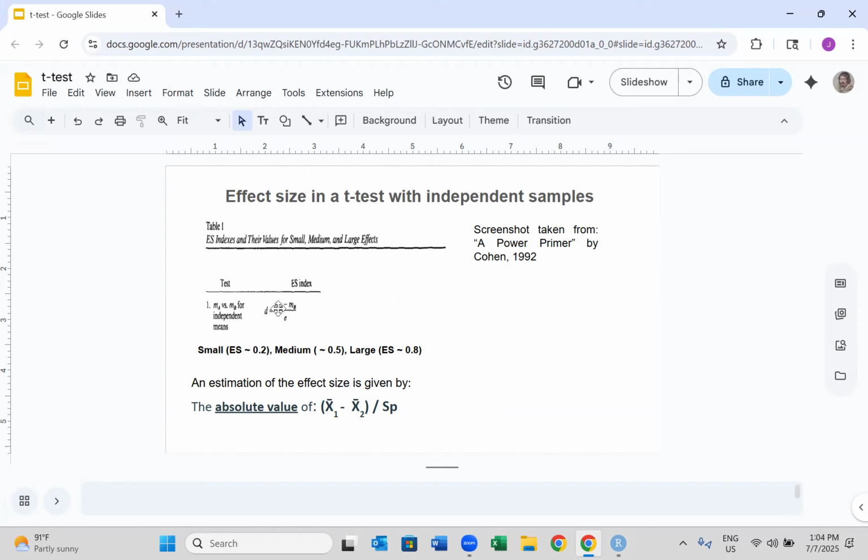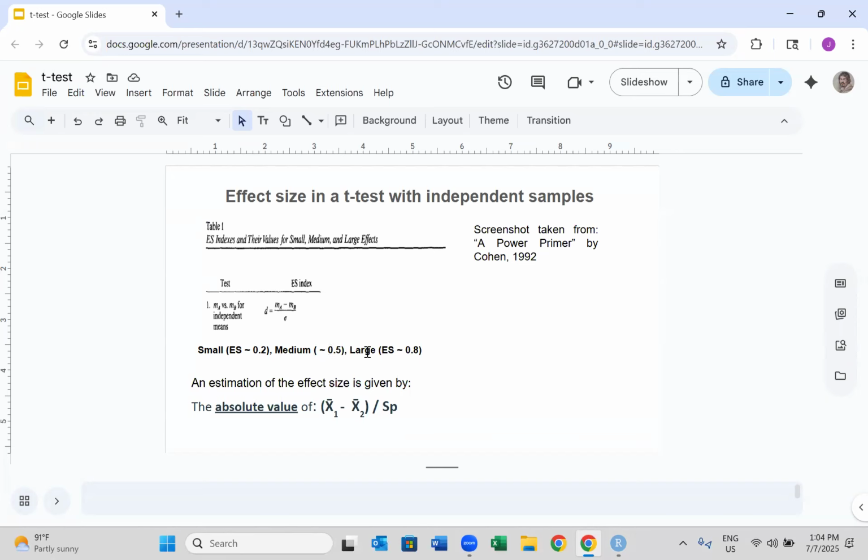That metric is just the difference between the means of the two populations divided by the common standard deviation. Here we assume that both populations have the same standard deviation and that we can estimate a common standard deviation. Then Cohen says that if the effect size computed using this formula is around 0.2, it's a small effect size. If it is around 0.5, it's medium. If it is around 0.8, it's large.